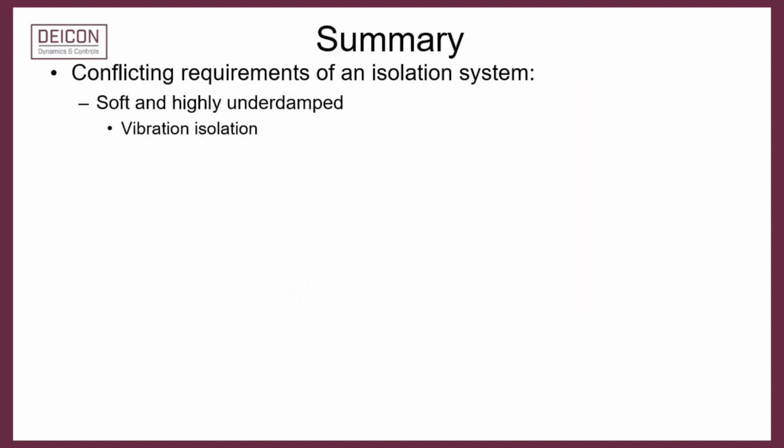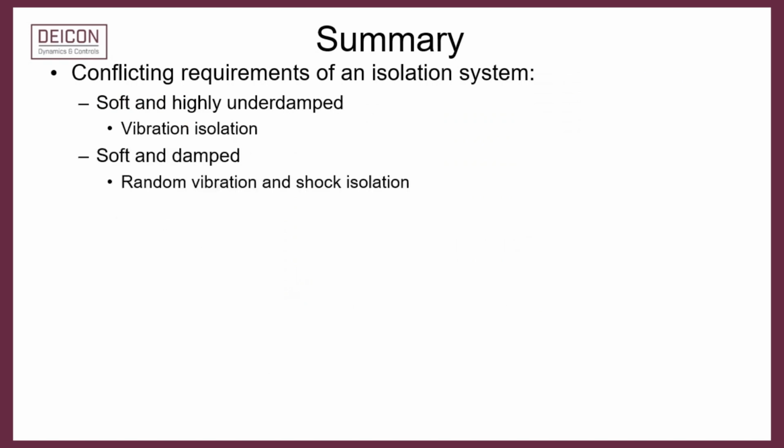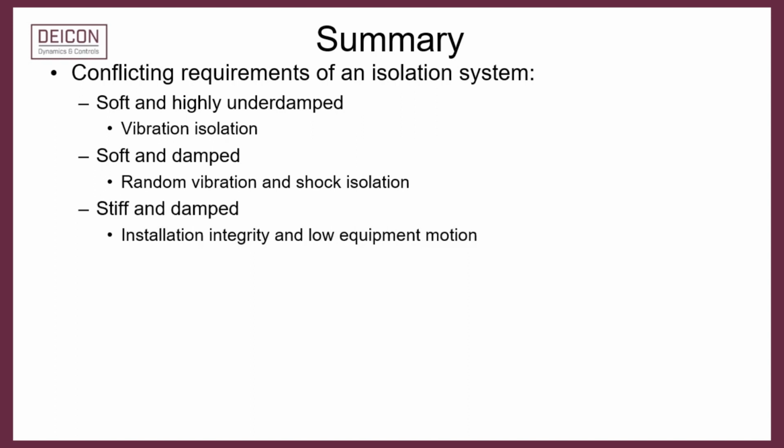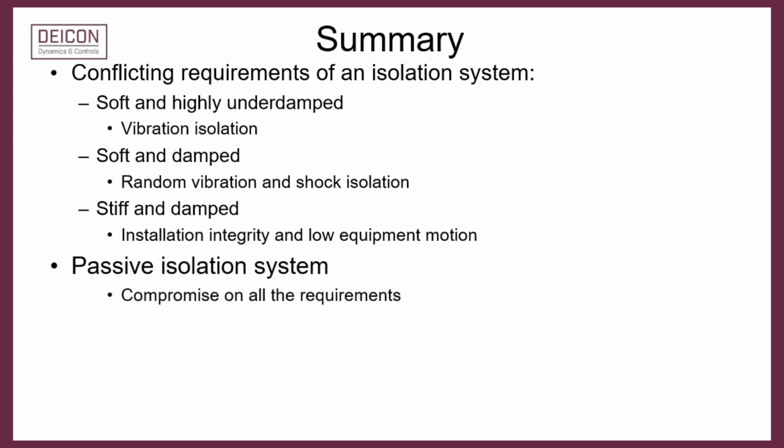Isolation systems that are soft and highly underdamped provide excellent vibration isolation. The ones that are soft and damped provide great random vibration and shock isolation. But to have robust installation with limited isolated equipment movement, the isolation system should be stiff with high damping. In many applications, all of the above conflicting requirements need to be satisfied. As such, passive isolation systems are designed by arriving at a compromise on all these requirements.